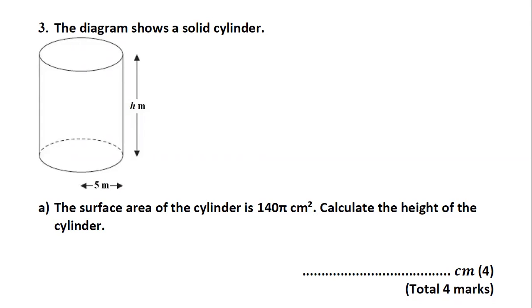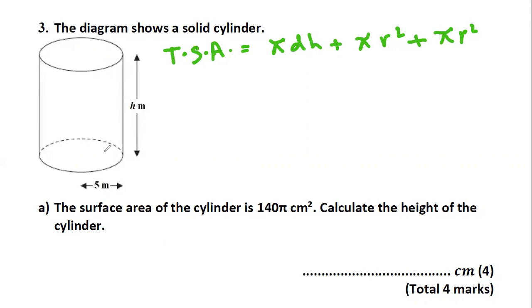Let's move to question number 3. It says the diagram shows a solid cylinder. The total surface area of the cylinder is 140 centimeters squared. Calculate the height of the cylinder. As we know, the total surface area of any cylinder will be pi dh, the curved surface area, plus 2 times pi r squared, the area of the top and bottom circular faces.